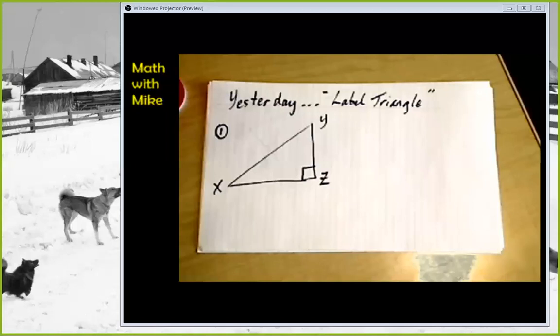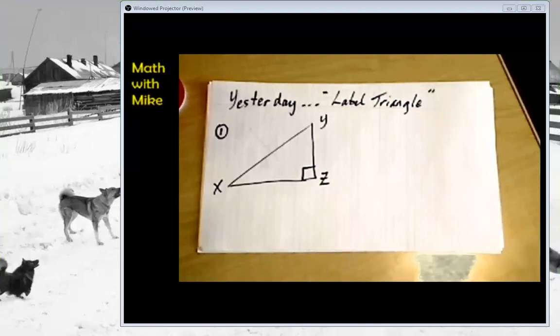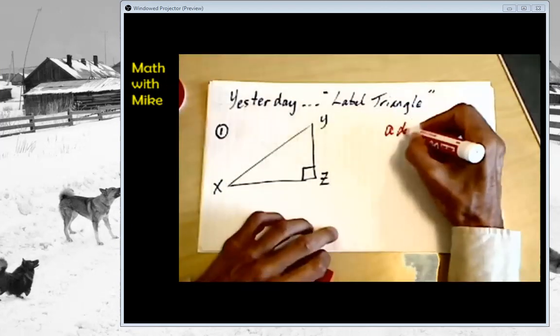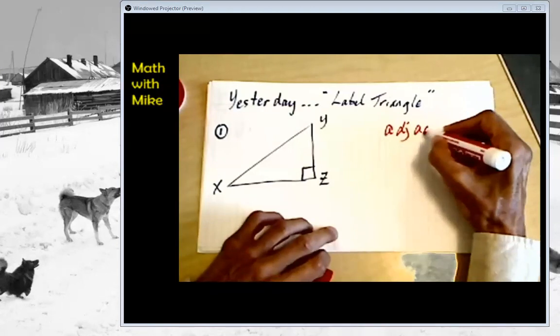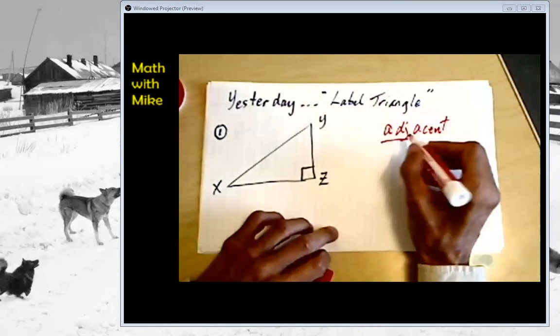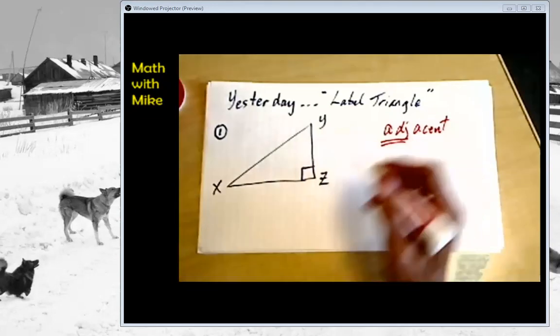This is what we got. Yesterday, we had to label triangles. How did we label them? Don't say with a pen. Okay, what words did we use to label the sides? Adjacent is one of them, that's right. Adjacent, it means beside. And in North American stylings, we wrote ADJ.